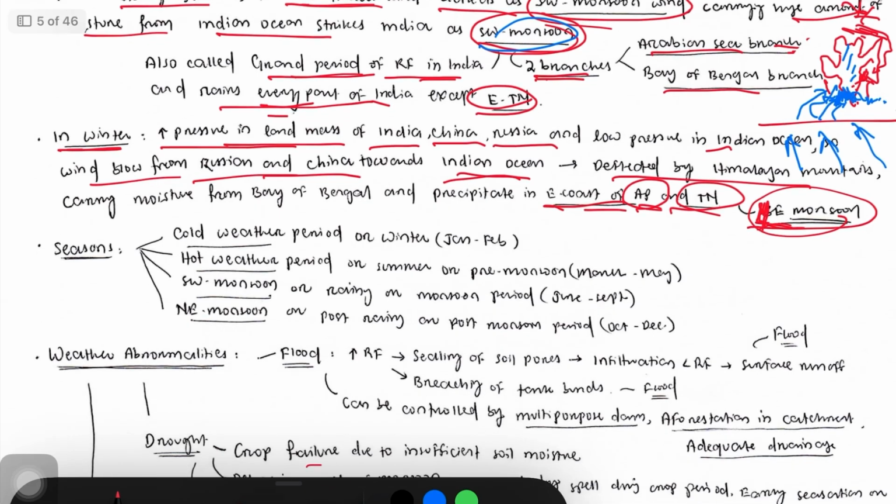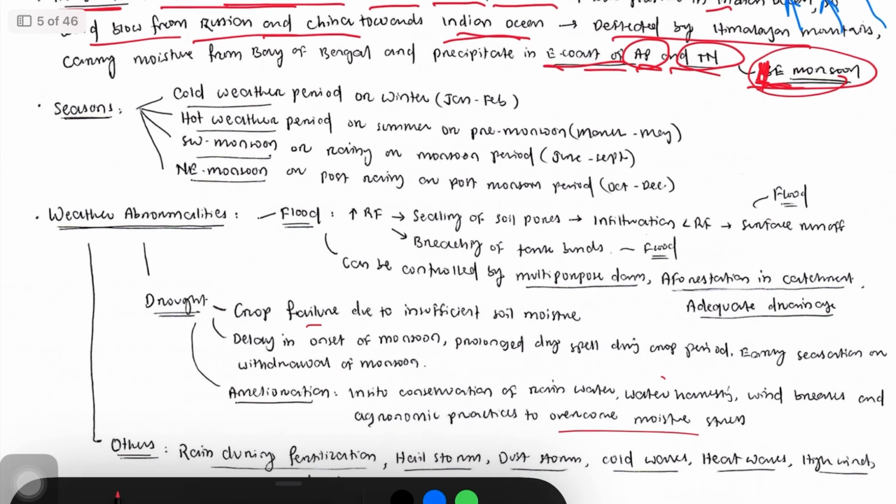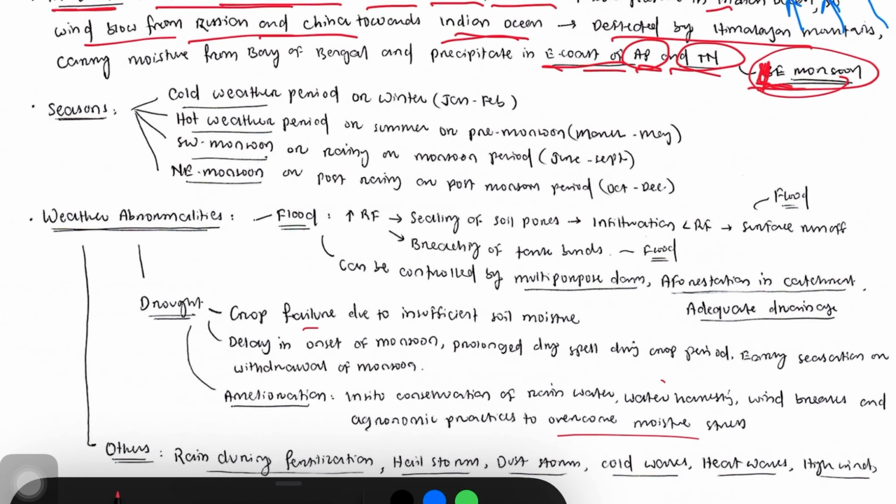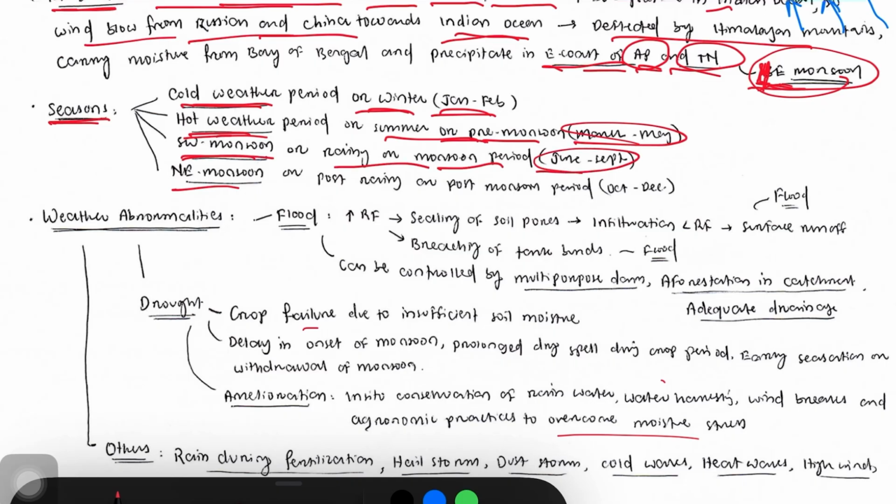Okay, so this was about monsoon and rain, as well as cloud. So we mainly observe four types of season in India, that is cold weather period or winter period, from January to February, hot weather period or summer period or pre-monsoon period, that is March to May, then southwest monsoon or rainy or monsoon period, that is June to September, and northeast monsoon or post rainy or post monsoon period, that is from October to December. So we observe four seasons in India.